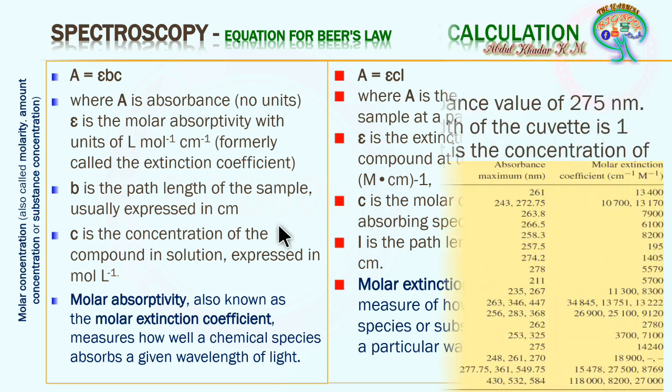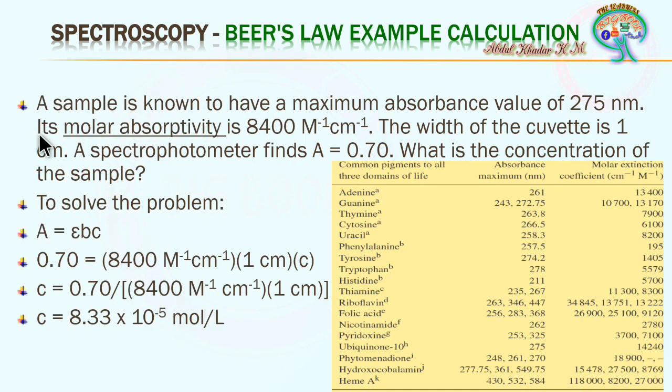Now here we have taken an example of the Beer's law formula, where we are going to subject a sample. We have not mentioned a particular chemical species here, but just for understanding, we have taken this example where we subject the sample at 275 nanometer, and we get an absorbance reading of 0.70, and we know that the molar absorptivity of that chemical species sample is 8400 per molar per centimeter. So here the cuvette is of 1 centimeter width. The length of the cuvette is always constant, that will be 1 centimeter.